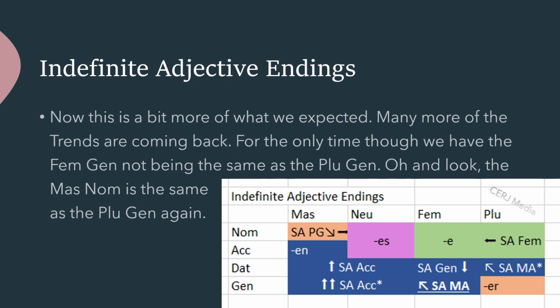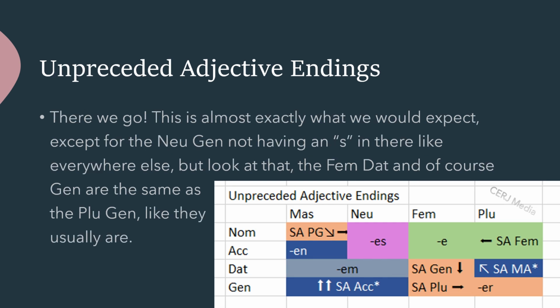But as you can see here, a lot of the trends are coming back. But you want to see trends? Now we're getting real back into the trends. Kaboom! Unpreceded adjective endings. Now there we go. This is almost exactly what we would expect to see. Going back, look at these colors, right? We've gotten some purple back, we're getting some green back, we're getting some gray.